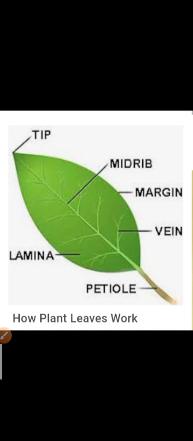So how many types of leaves are present? The morphology we had discussed in our last video, but today I am going to tell you about the types of leaf. Basically two types of leaves are present in our surroundings. First one is simple leaf and second is compound leaf. As on your screen you can see the structure of a simple leaf.